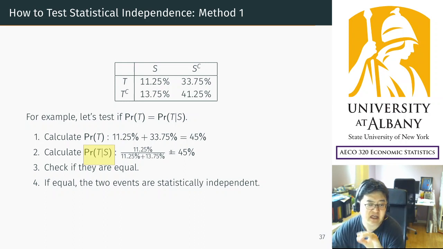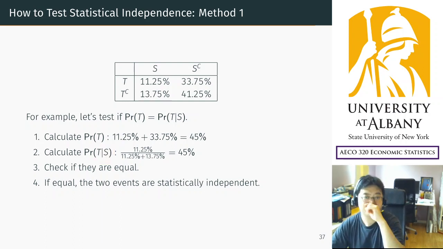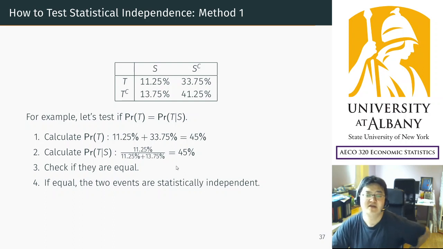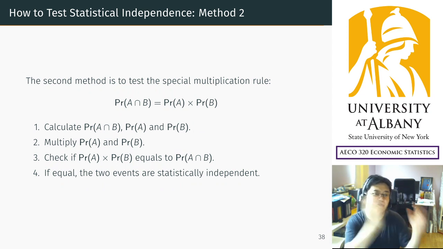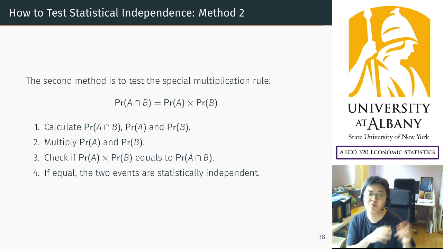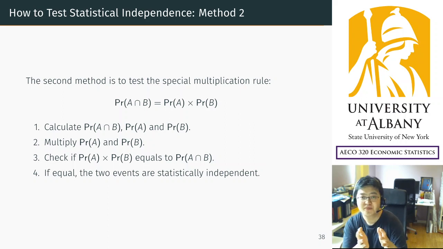If they were not equal, then you say they are not independent. Tuition and salary are not independent. This was method 1. Already we verified statistical independence. Alternatively, you may use method 2. So if you have already tested independence using method 1, then you don't need method 2, right? You just need one of two methods.